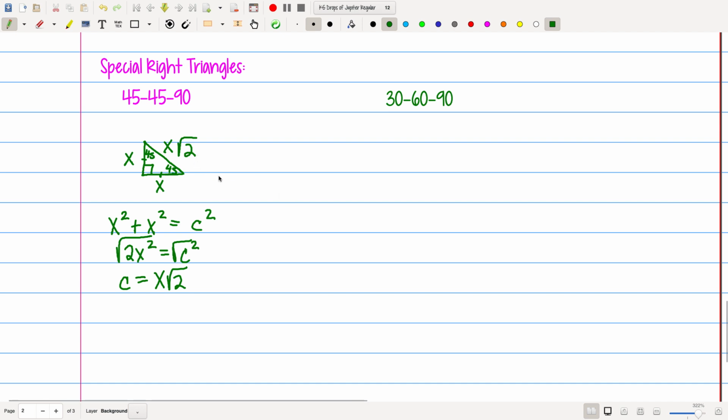Okay, so we'll look at a little bit more at that here in just a little bit, but that right there is something that you need to remember. Okay, now 30, 60, 90 is a little bit more difficult, but it's not too bad. So here's my 90-degree angle. My hypotenuse is across from it. 30 degrees, that leg is going to be shorter. Okay, so we're going to call that our short leg. 60 degrees, this leg is our long leg. Okay, and then again, we have our hypotenuse here.